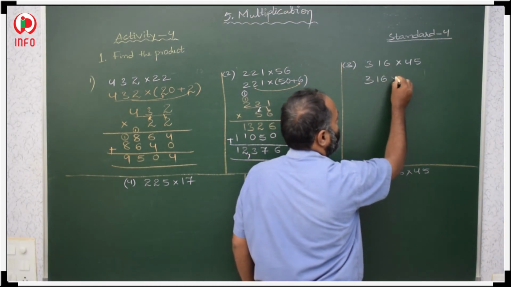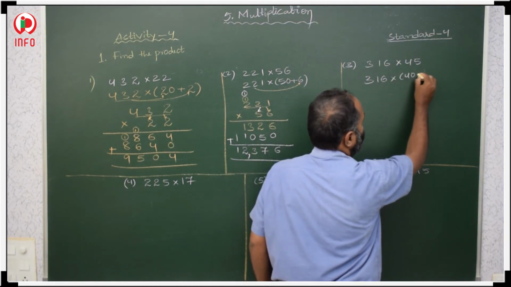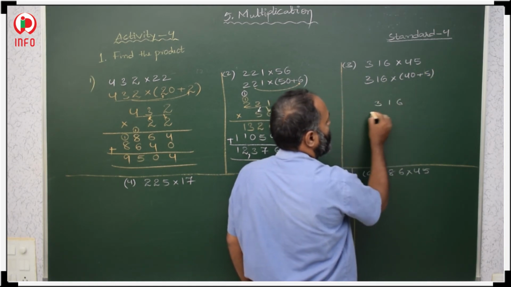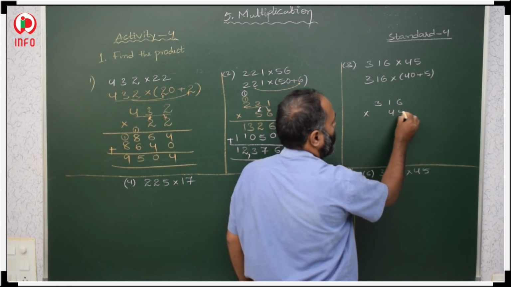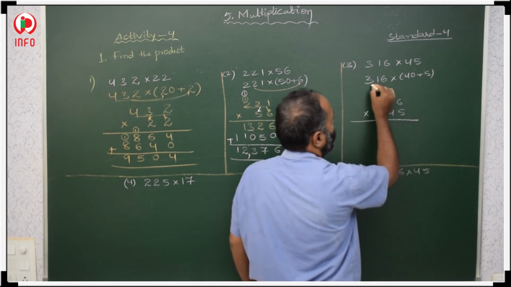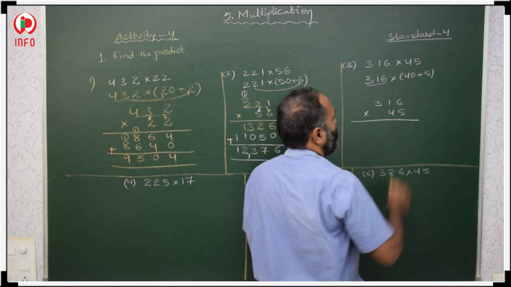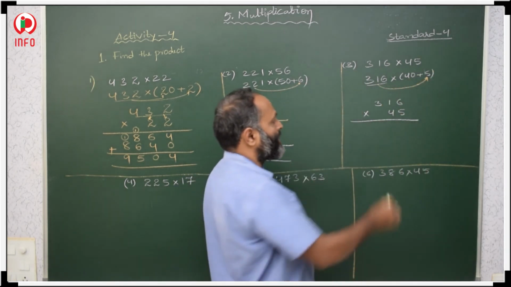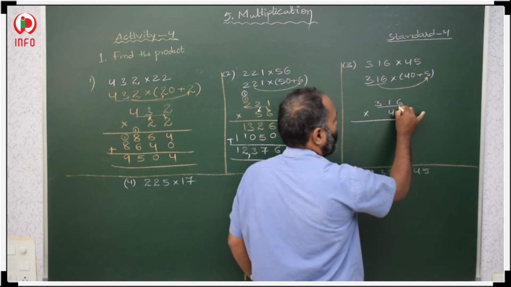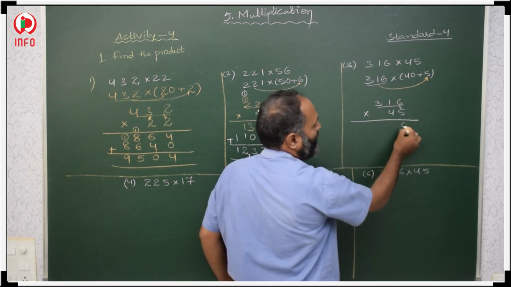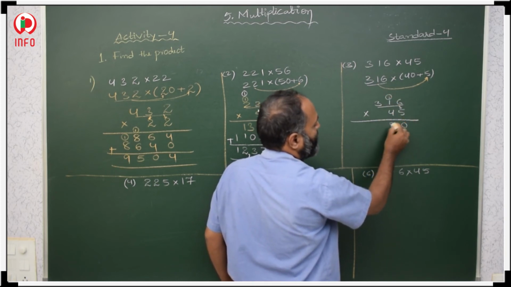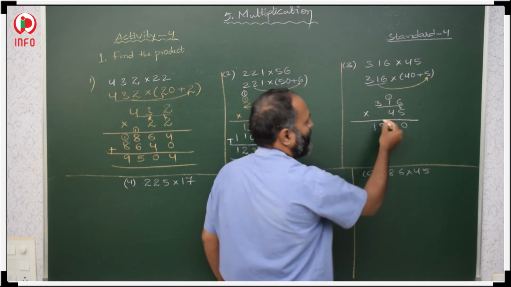Now 316 multiplied with 45 means 40 plus 5. First this complete number we have to multiply with 5. 5 6s are 30 and 3. 5 1s are 5, 5 6 7 8. 5 3s are 15.